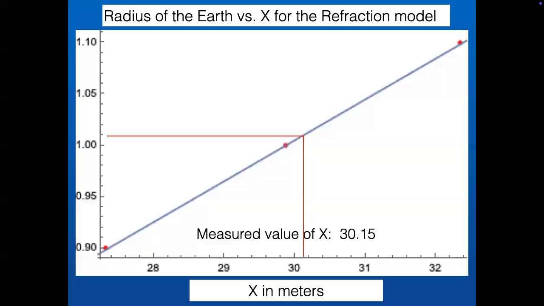And here's another graph, radius of the Earth versus X. The measured value of X is 30 meters, and that gets you to 1% too large for the radius of the Earth. But you can experiment with some of the values. I think it's about 6,400 kilometers for the radius of the Earth, so you were within 64 kilometers of the actual.